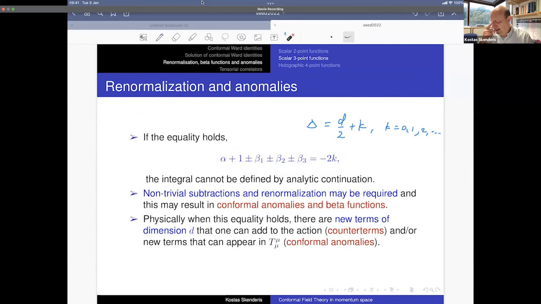And this gives rise to new conformal anomalies and to beta functions, which I will explain in a minute. Similar to the other case, when this condition holds, one can also show that there are new terms of dimension d, which can either be added to the action to form counterterms, or they can appear in the trace of the energy-momentum tensor, and that's the new conformal anomalies.